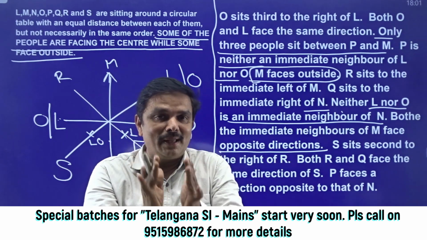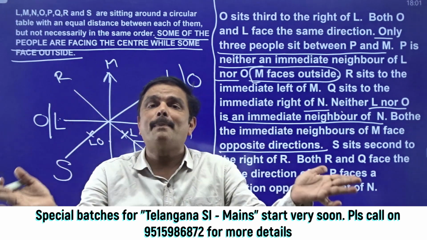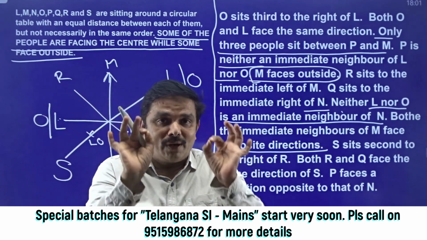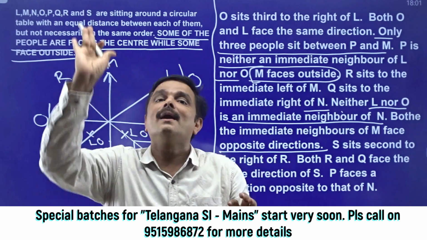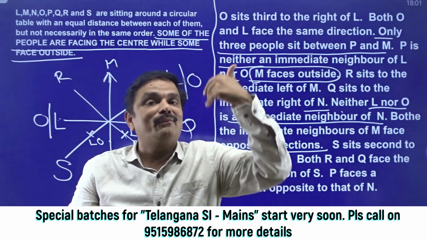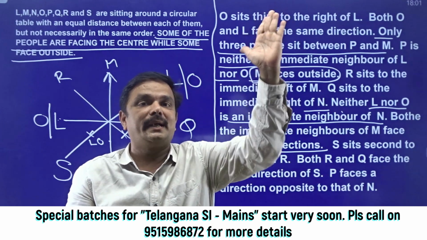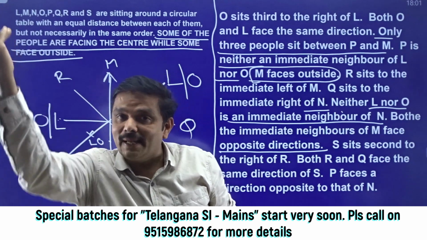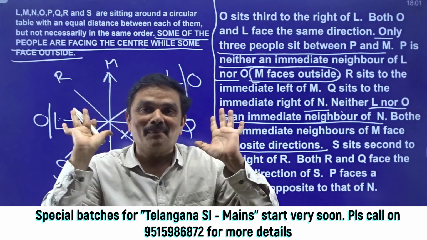Both the immediate neighbors of M face opposite directions means one of the neighbors of M is facing outside, the other neighbor should face inside. If this neighbor is facing outside, the other neighbor should face inside. That is the meaning. Got the clarity?